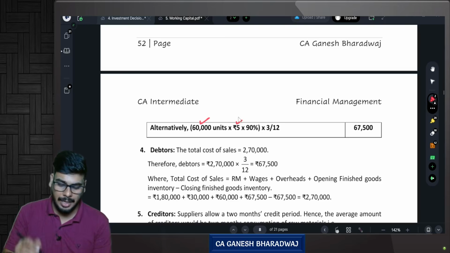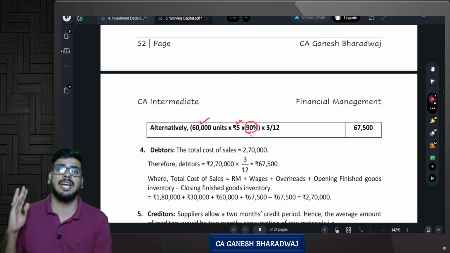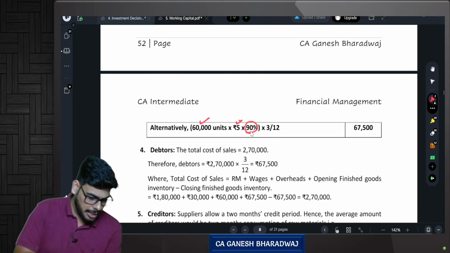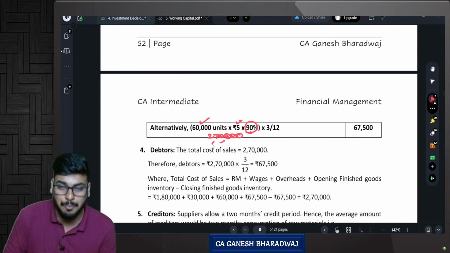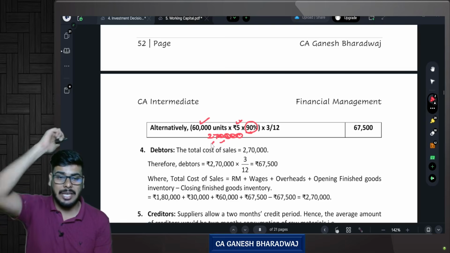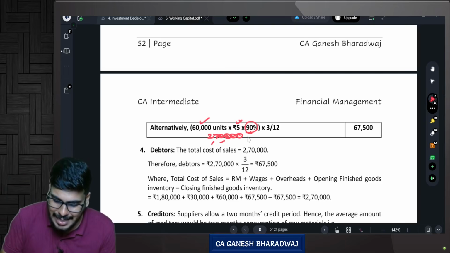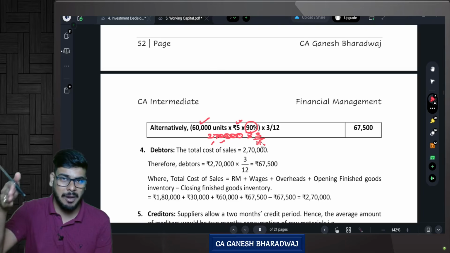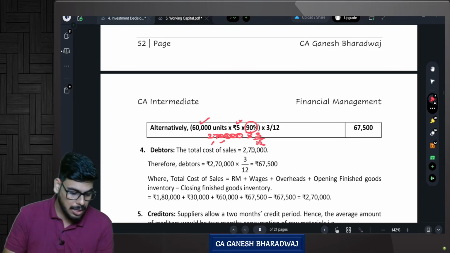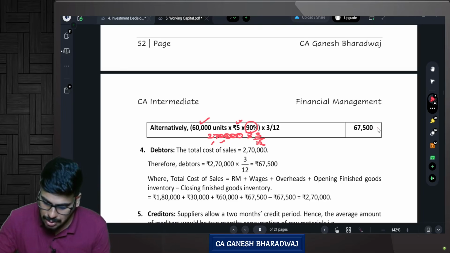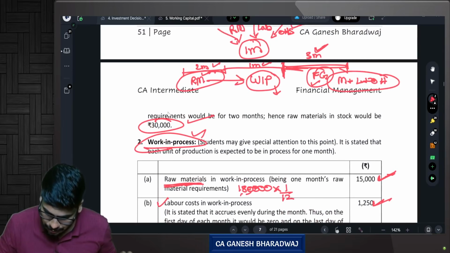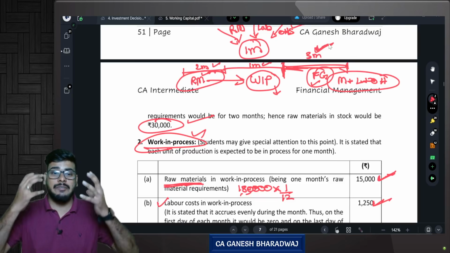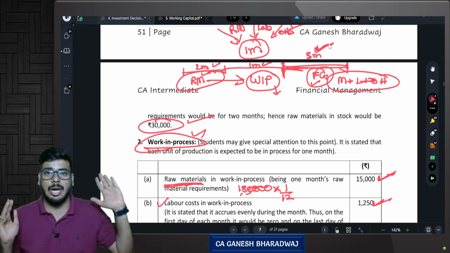Now what is my sales value? 60,000 into 5 rupees, correct? On that 90% is the cost I have incurred, correct? So can I say 60,000 into 5 into 90%, 2,70,000 rupees. 2,70,000 rupees is the overall cost incurred for the entire period, correct? But I just need to maintain 3 months worth of stock. Only that gets blocked into my business by way of FG, correct? So 2,70,000 into 3 divided by 12. So how much is this going to be? 67,500. So now for the next 3 months, another 67,500 rupees needs to be introduced upfront into the business.